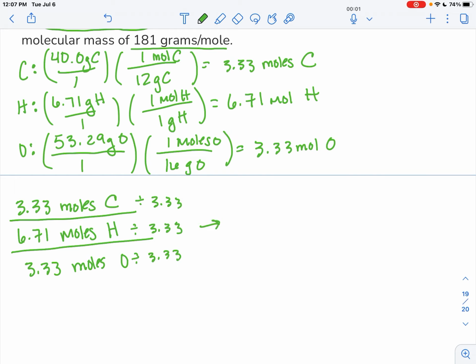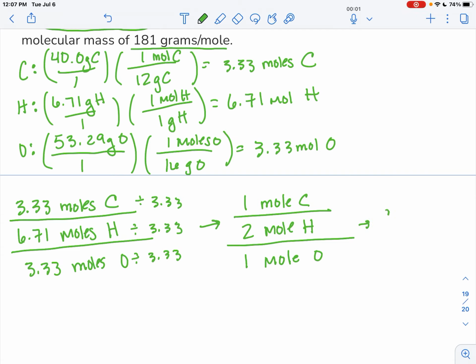So then that gives us our new ratio of 1 mole carbon, 2 moles hydrogen, and 1 mole oxygen. Now these numbers are close enough to whole numbers. They are whole numbers. So we do not have to do that step number 5 for this problem. Sometimes you'll do step number 5, sometimes you won't. We can just go right ahead and write this empirical formula. So our empirical formula here is going to be CH2O.